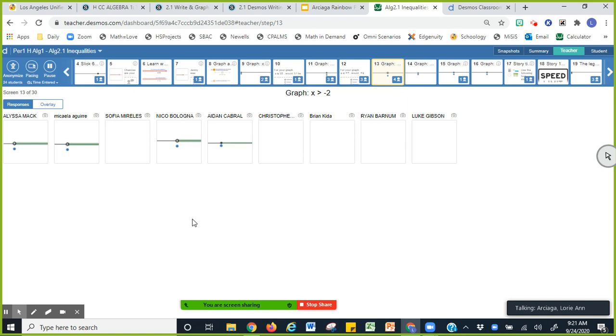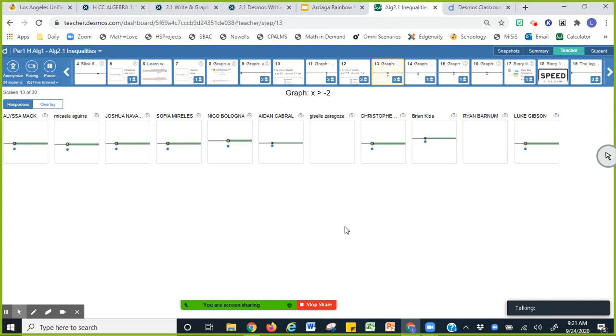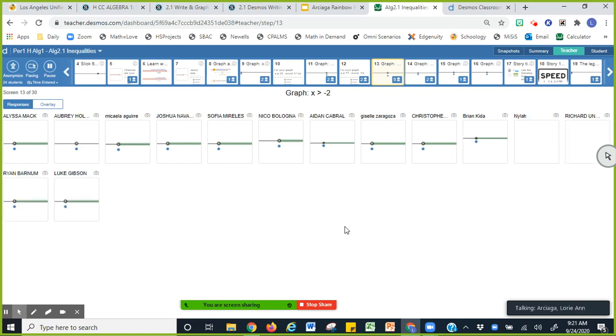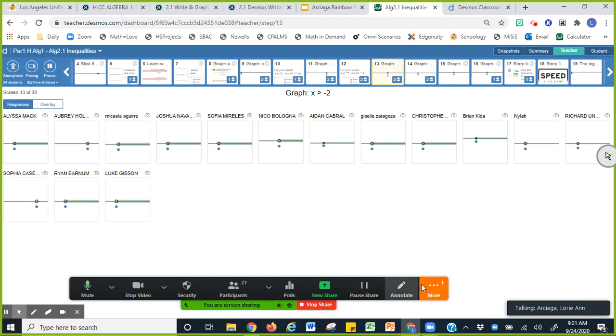Next, I am now looking at number 13. If you're not there yet, graph x is greater than negative 2. Okay, so I see some solid circles. I think you have to think about that one more time. So remember, if there is no equality sign underneath the inequality, we use an open circle, because it means that negative 2 is not included. So it could be the very first decimal to the right of negative 2.